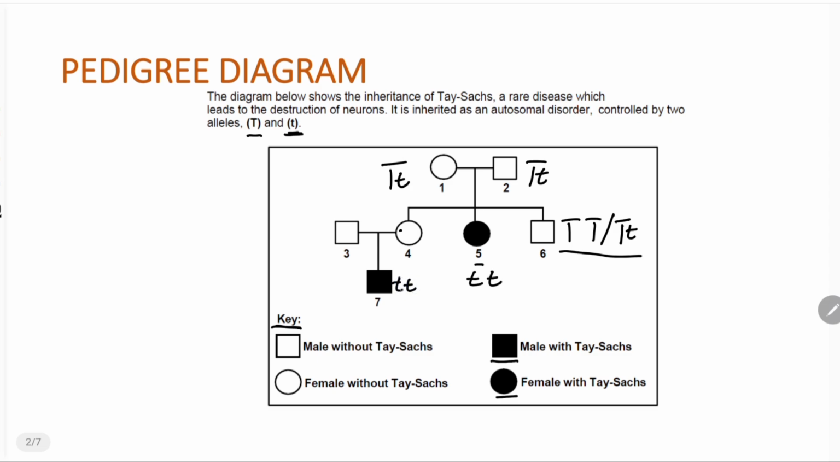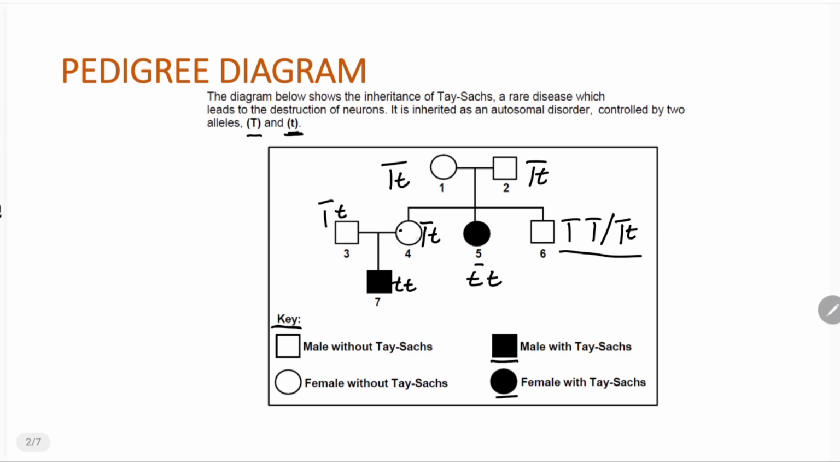But one small letter t has to come from each parent, telling me that parent number 3 has a small letter t. The same also applies for parent number 4. But since they are unaffected by Tay-Sachs, it tells me that individual 3 and individual 4 both have to be heterozygous. Hence, they were able to give individual number 7 small letter t on this side and small letter t on that side.